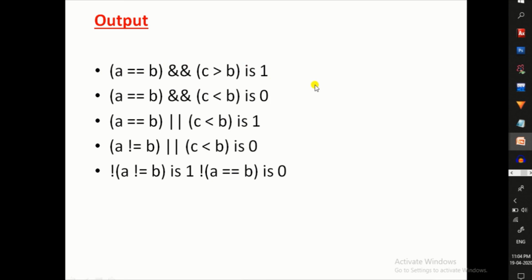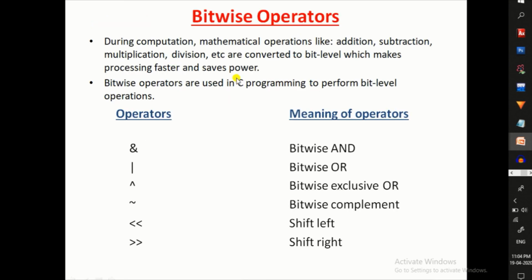Okay, so bitwise operators. During computation, mathematical operations like addition, subtraction, multiplication, division, etc. are converted to bit level, which makes processing faster and saves power. Bitwise operators are used in C programming to perform bit level operations. So to operate bit to bit, we use the bitwise operator.